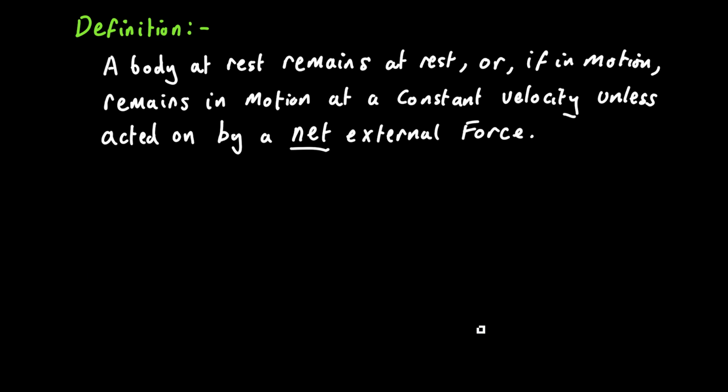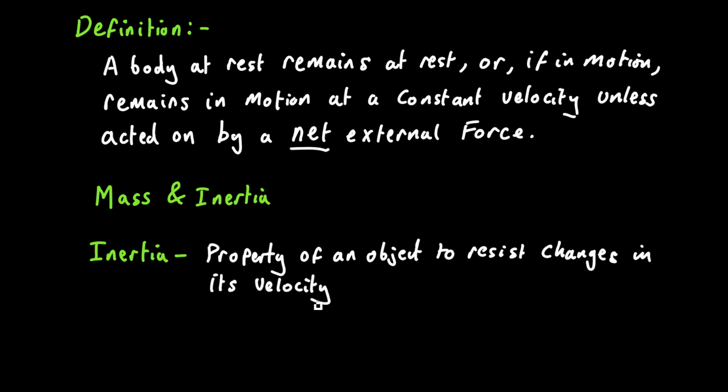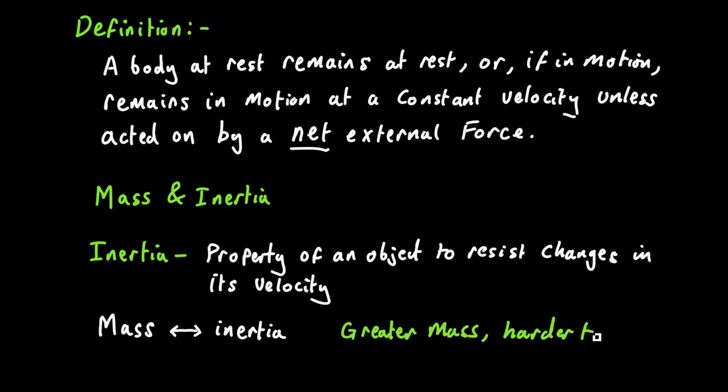The last thing I want to talk about is the link between mass and inertia. Inertia is a property of an object to resist changes in its velocity. So the higher the inertia, the higher the net external force required to modify an object's motion. So mass is directly related to inertia. And we intuitively know that because the greater the mass of an object, the harder it is to move.